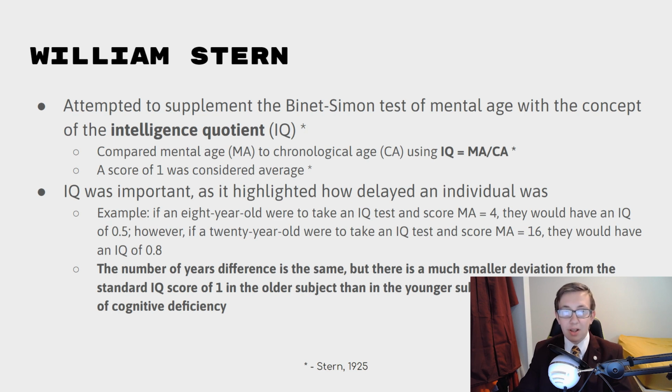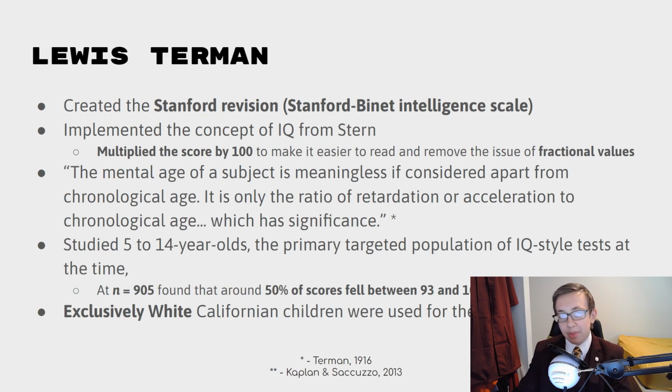Now, with this IQ model established, Louis Terman was another theorist who tried to improve it, and he is the father of the Stanford revision of the Binet-Simon scale, which we still know and love as the Stanford-Binet intelligence scale. He created the initial version of that. So he took the concept of IQ from Stern and applied it to the Binet-Simon test, and he multiplied the IQ score by 100 to make it easier to read and remove the fractional value issue, because you can't take a ratio of mental age to chronological age and have fractional values. You have to have it be a whole number, or else they're between sections of their population.